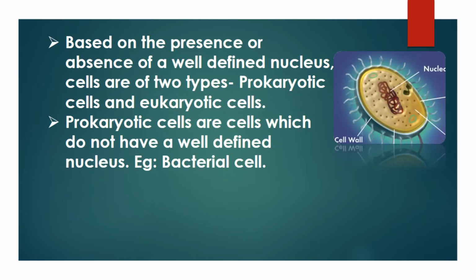Cells of bacteria and blue-green algae are prokaryotic. Organisms which possess prokaryotic cells are called prokaryotes. So we can say that bacteria and blue-green algae are prokaryotes.